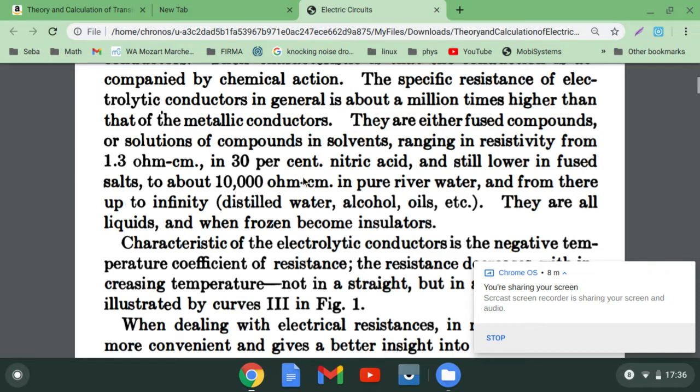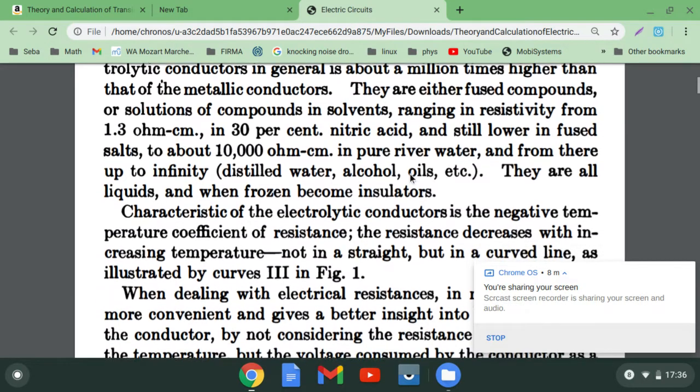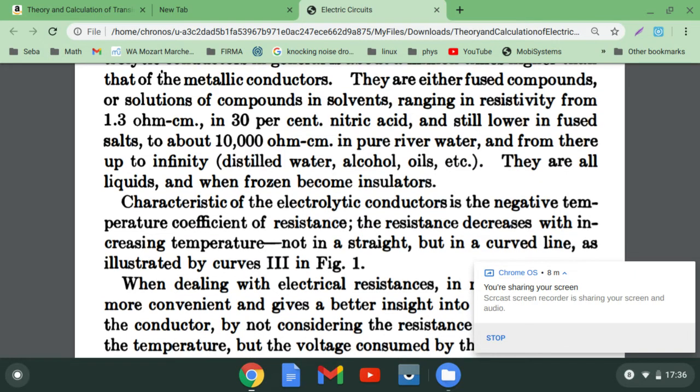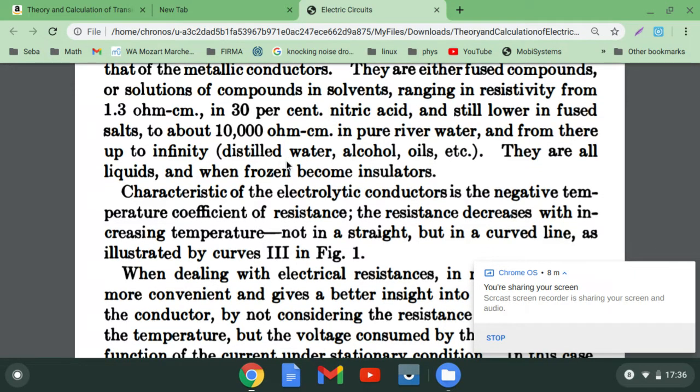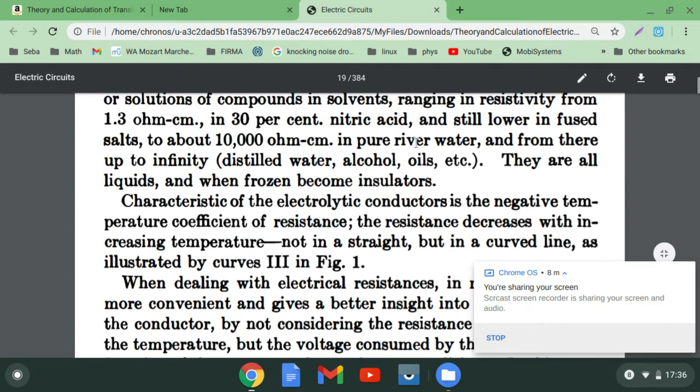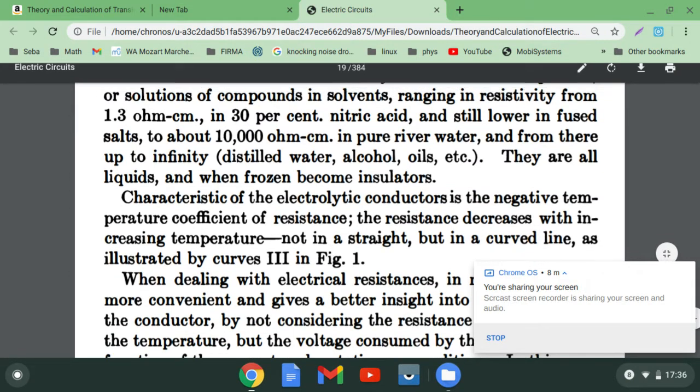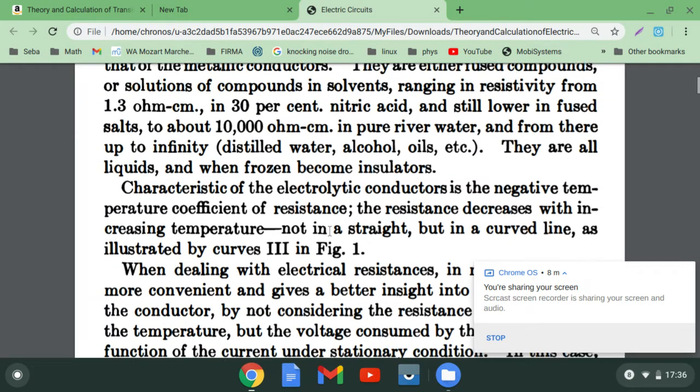ohm centimeter in 30% nitric acid, and still lower in fused salts, to about 10,000 ohm centimeter in pure river water, and from there up to infinity for distilled water, alcohol, oils. They're all liquids, and when frozen become insulators.